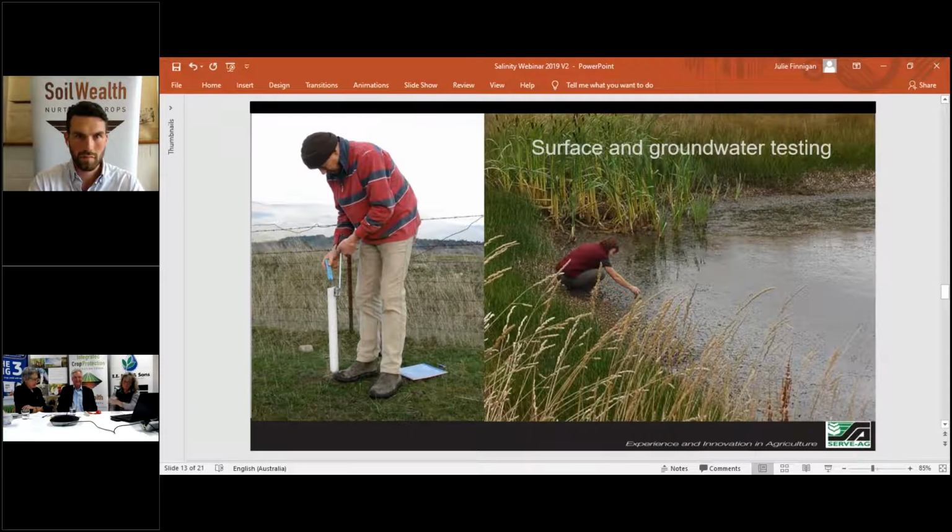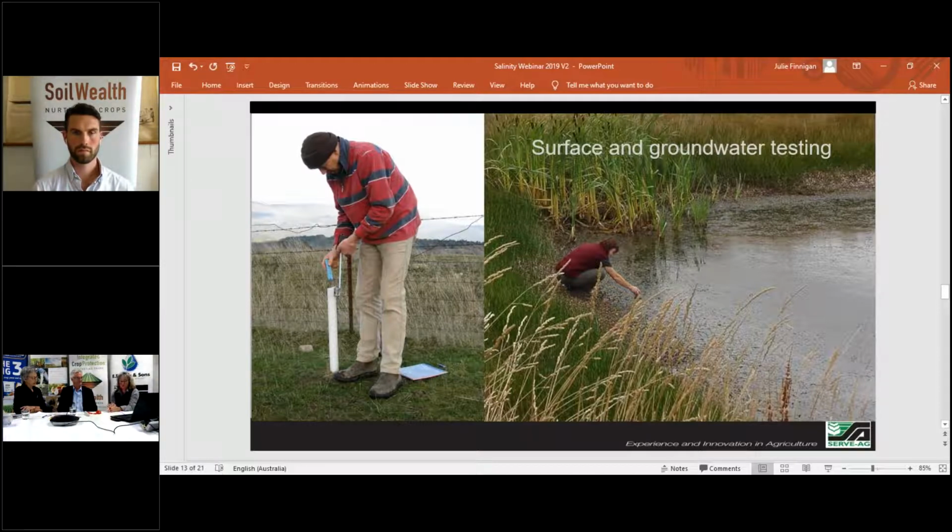So before you do all that, you need to know what you're dealing with: the surface and groundwater testing. Absolutely. When we're irrigating our crops, our water supply could come from various sources. It might be groundwater, a dam, recycled water, or shandied out of a river, many different sources.